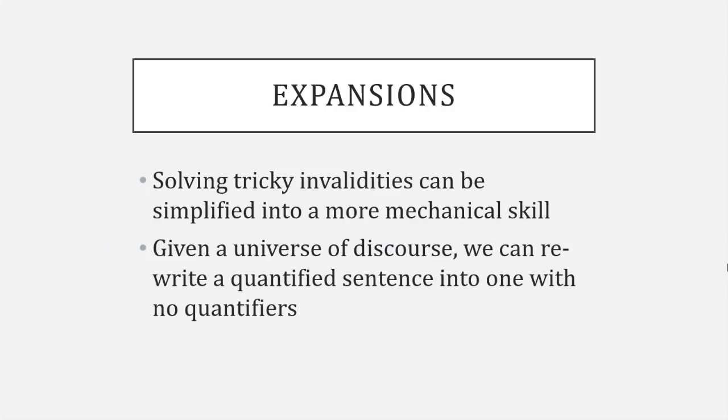So given a universe of discourse, we can rewrite quantified sentences into sentences with no quantifiers. That's what an expansion is. It's when you take a sentence with quantifiers and you rewrite it into a much longer and more complicated sentence that nonetheless has no quantifiers in it. And then we're going to use that expanded sentence to build our invalidities. So that's the plan here.